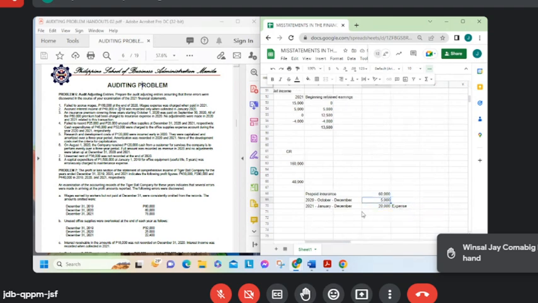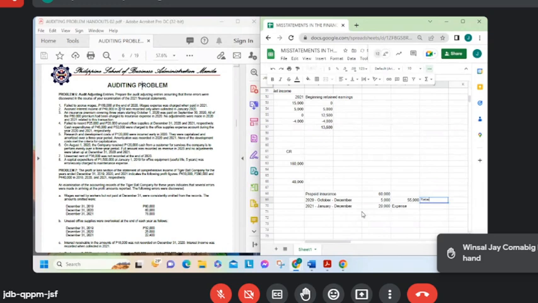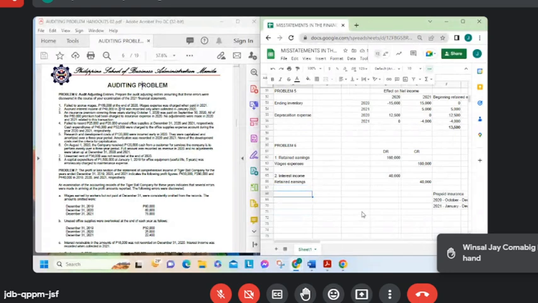while the difference between this one is for the retained earnings, and the difference between these three is for the prepaid insurance. What will be the adjusting entry? So first, we'll have to.